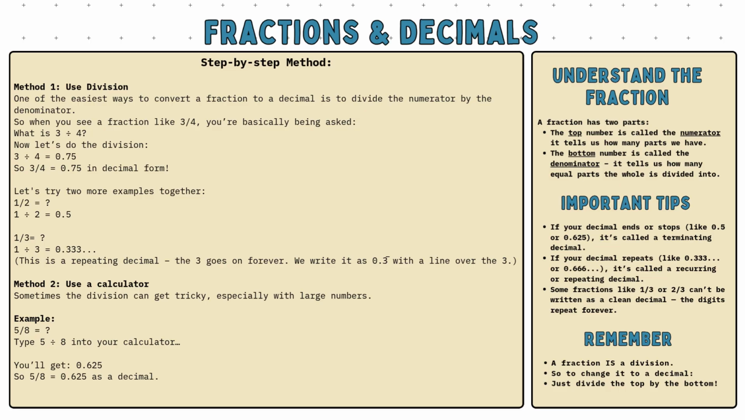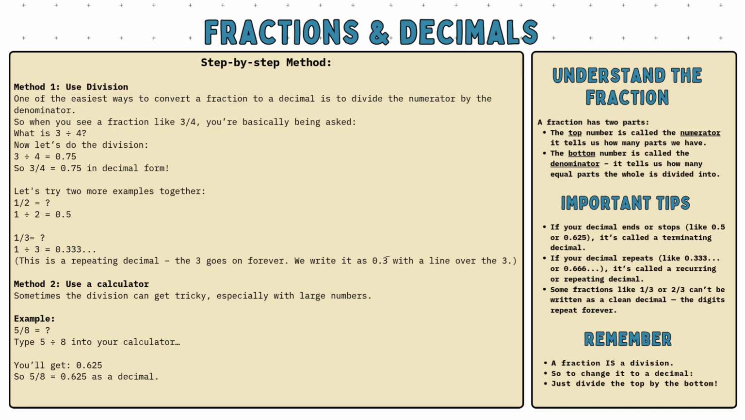Step 1: Understand the fraction. A fraction has two parts. The top number is called the numerator. It tells us how many parts we have. The bottom number is called the denominator. It tells us how many equal parts the whole is divided into. For example, 3 over 4, 3 quarters. So 3 is the numerator, and 4 is the denominator.